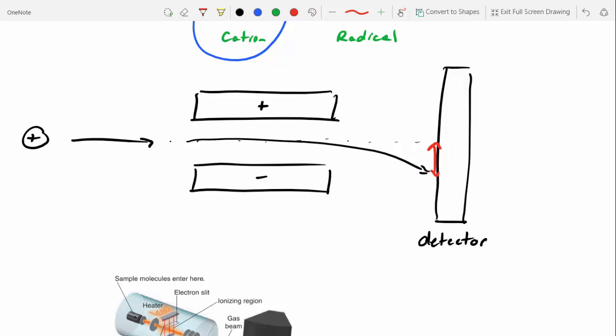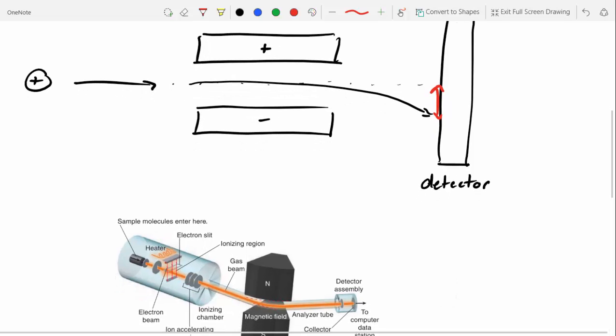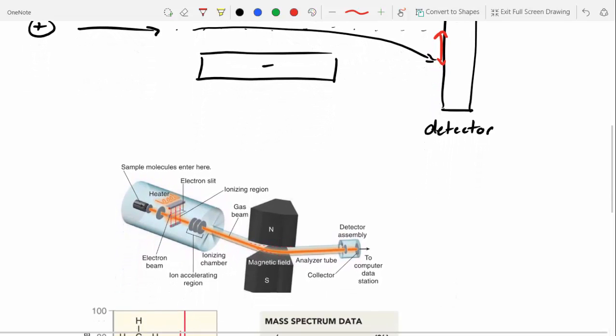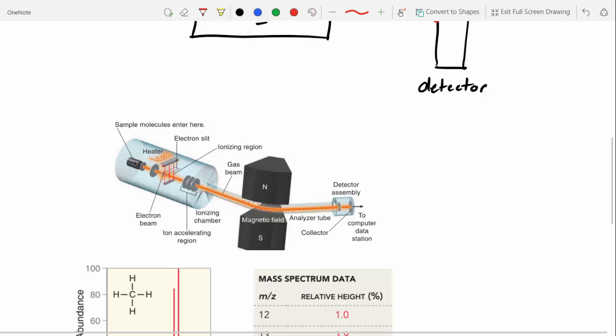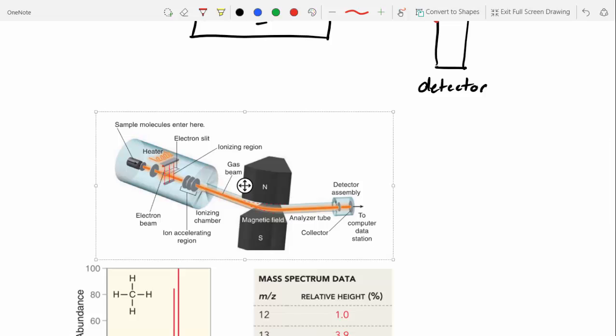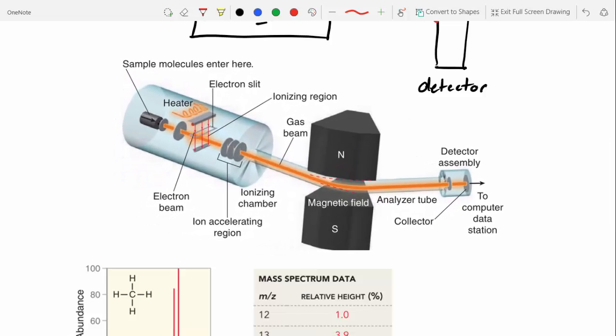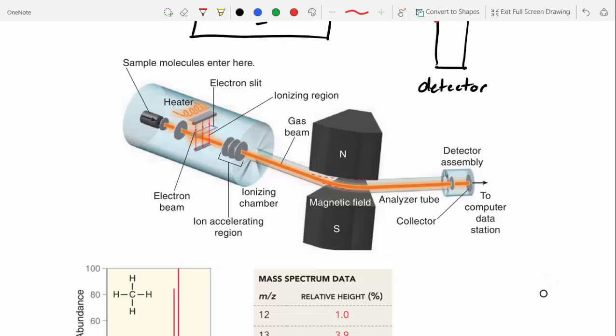So let's take a look at this. My cartoon's not the most elegant picture of what a mass spec actually looks like, so I pulled this one from the book. Let's blow it up a little bit. You can see clearly that on the inlet where it says sample molecules enter here, you essentially inject a microgram quantity of your sample. It goes into this heater, which will vaporize your molecule into the gas phase.